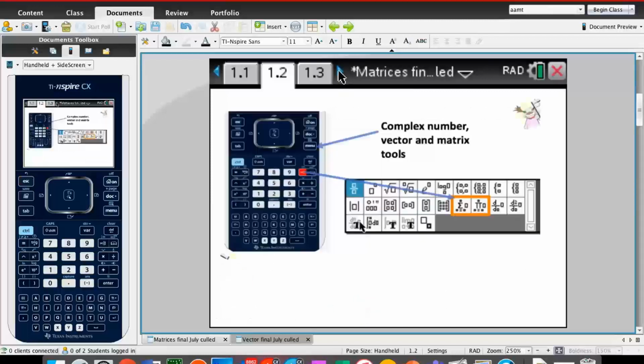Most of the tools we'll be using today can be found in the menu or in the template, the little red template there. You can see there's summation tools and product tools. Next to that we have matrix tools. We can enter a matrix, the derivative, etc. The absolute value function is also there.